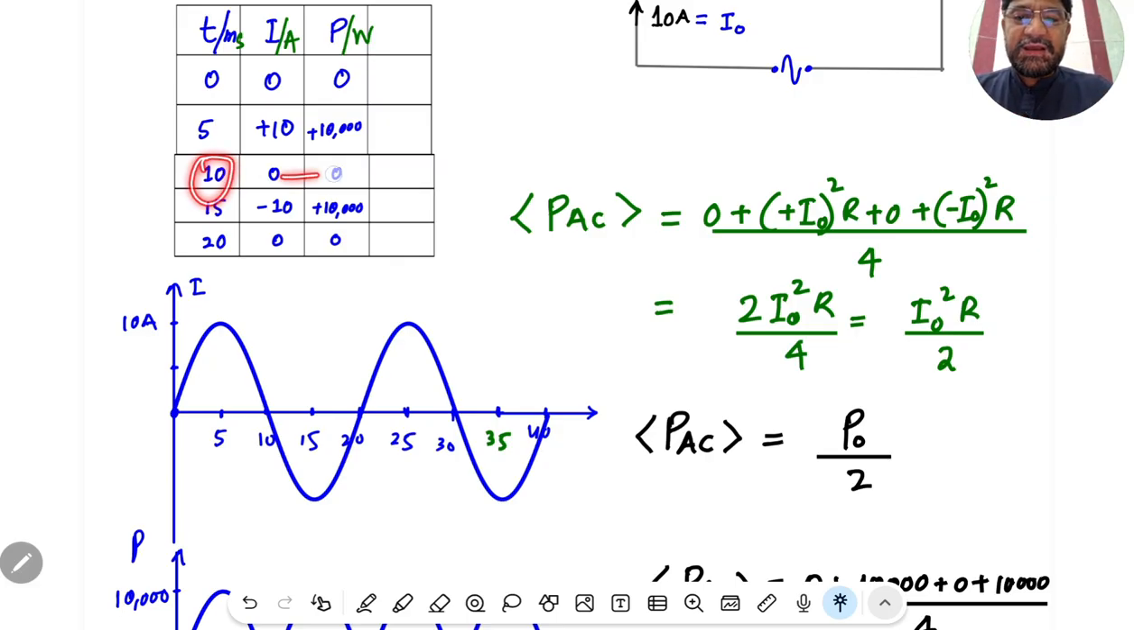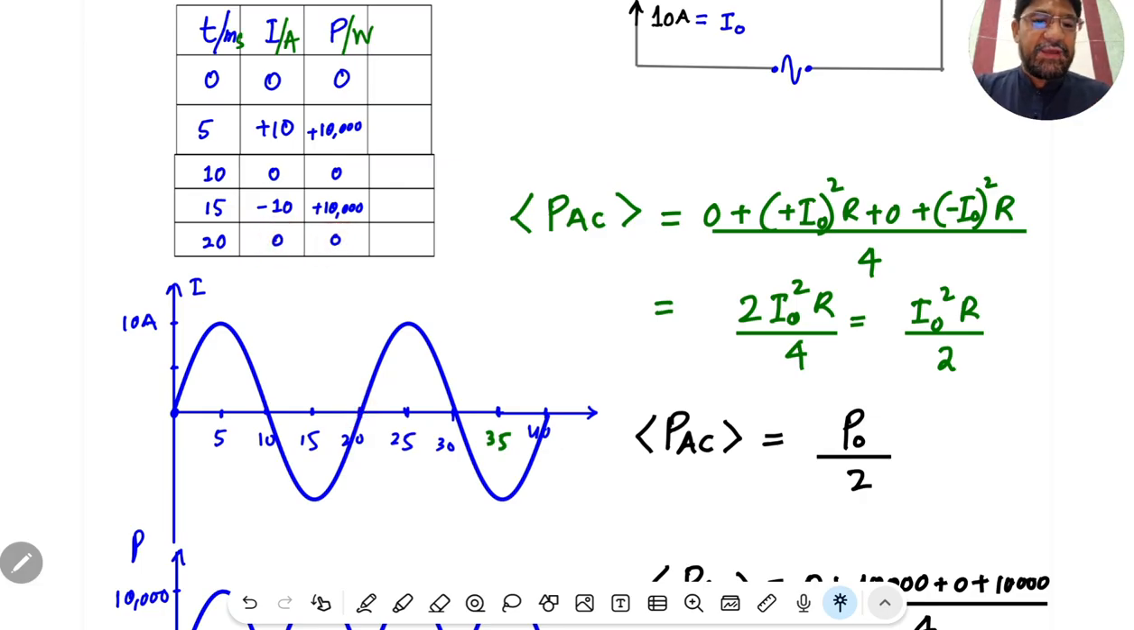Then after 10 millisecond, again 0, just see that. Then after 15 millisecond, current is negative 10 ampere, but when you plug it in I square R, the power is again 10,000 watt. So that power went here, 10,000 watt. Then after 20 millisecond, the current is 0 and power is 0.